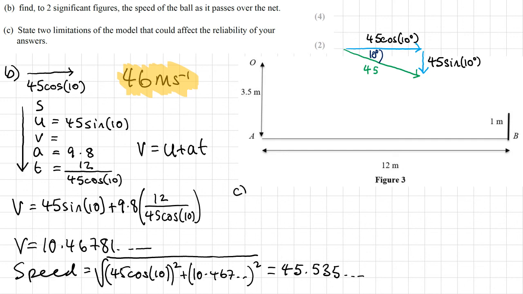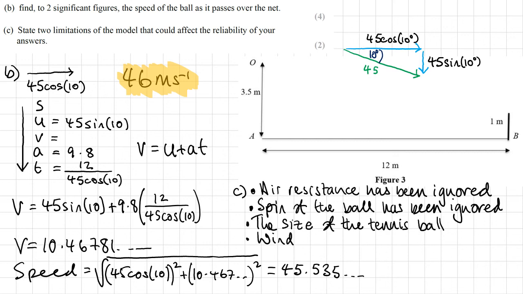Part C. State two limitations of the model that could affect the reliability of your answers. Okay, so I've stated a few here. So we've ignored air resistance. That's important on this type of question. Tennis ball, any type of ball. The spin of the ball has been ignored. Spin has a big effect on how these things go through the air. So look at a tennis player, things like top spin and things like that. That affects the ball as it's going through the air.